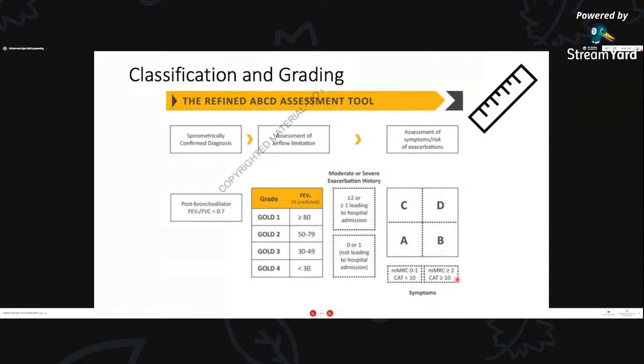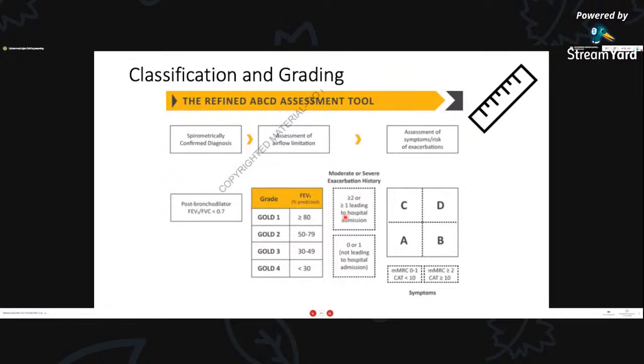And this is for the x-axis of this table, of this box. And then for the y-axis, we can see either 0 or 1 exacerbations not requiring admission, or 2 or more, or 1 or more that require admission.